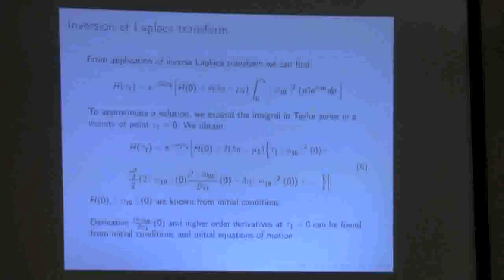But it's not so easy to deal with that, so we could consider an approximation of the solution, and we can take a Taylor expansion of this integral in series in the vicinity of tau 1 equals 0. Then I obtain this expansion, which I truncated here, where h0, phi 1, 0 are known from initial conditions. And the derivative and all higher order derivatives can also be found from initial conditions and the equations of motion.